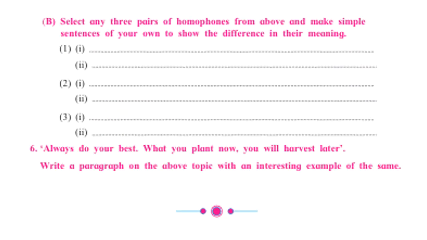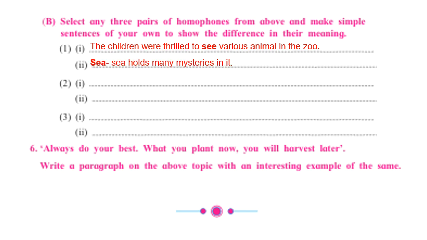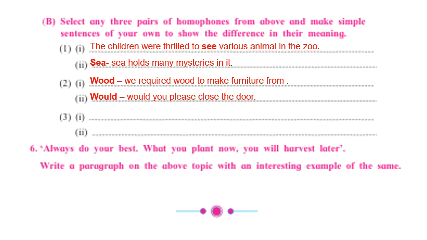B. Select any three pairs of homophones from above and make simple sentences of your own to show the difference in their meanings. 1. See. The children were thrilled to see various animals in the zoo. 2. Sea. The sea holds many mysteries in it. 2. 1. Wood. We required wood to make furniture from. 2. Would. Would you please close the door? 3. 1. Fool. Only a fool will believe your story. 2. Full. The glass is full of milk.